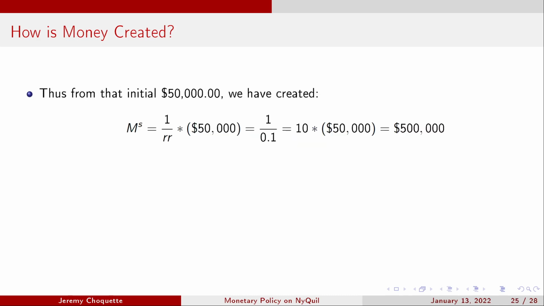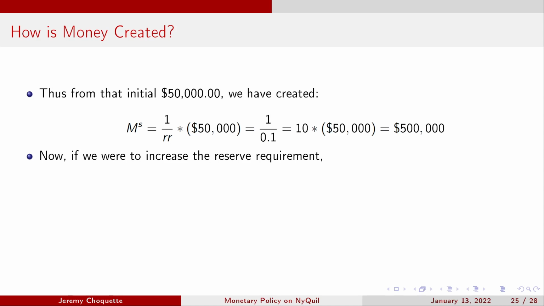So if we want to know how much money we actually create from a $50,000 deposit, what we do is 1 over the required reserve ratio times the initial deposit. Well, the required reserve ratio was 10%, so it's 1 over 0.1 times 50,000. 1 over 0.1 is equal to 10, so we get 10 times 50,000. We have made $500,000. We've created $500,000 from an initial deposit of only $50,000.